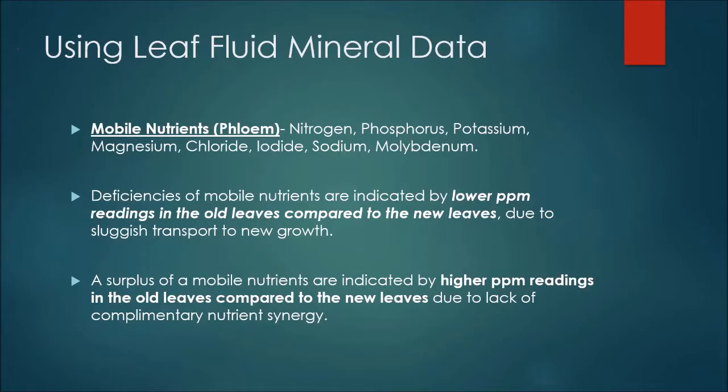Now, what is causing that sluggish transport? Well, it could be indicated by a nutrient tie-up via your Mulder's wheel. It could be an issue with the soil. It could be some sort of endophytic pathogen. It could be a range of reasons. A surplus of mobile nutrients is indicated by higher ppm readings in the old leaves compared to the new leaves due to lack of complementary nutrient synergy.